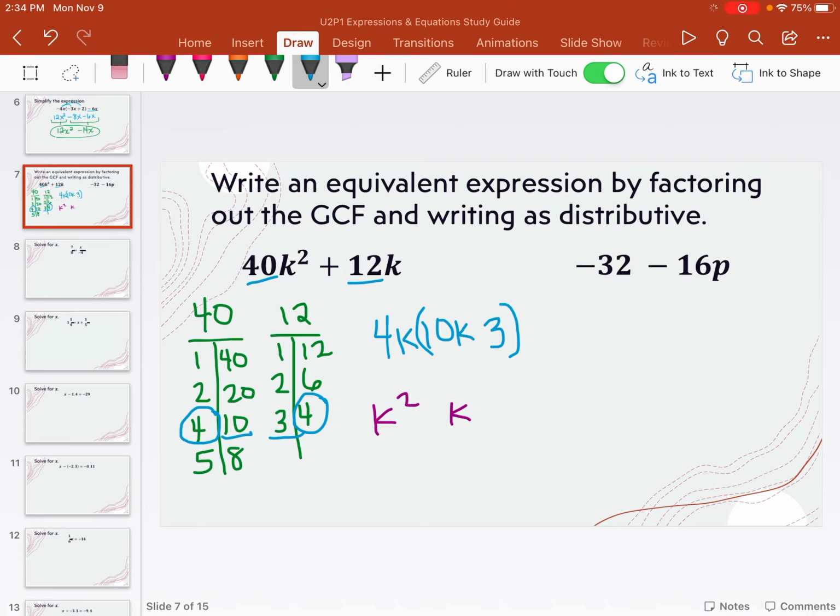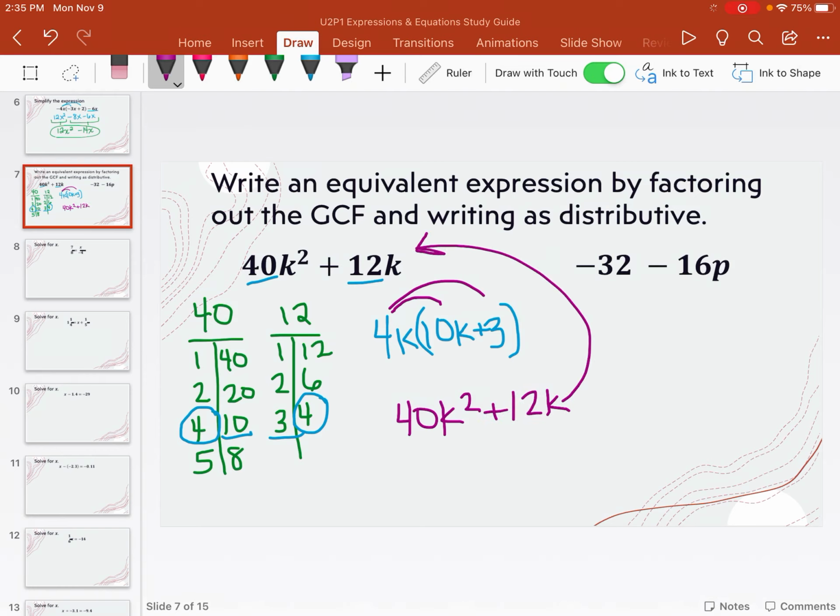And remember, an easy way to kind of check yourself here is distribute it. So 4k times 10k is 40k squared. 4k times 3 is 12k, and that is what the original problem was. So I know that I did it right. As long as I pulled everything out that was in common, then I know I did it.